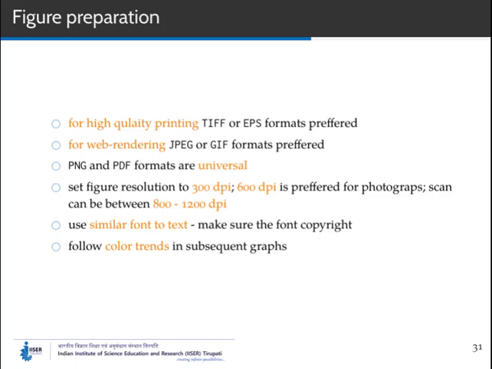Most often for publishing or for high quality printing, TIFF or EPS formats are preferred. In case it is an online journal, they are going to render the figure online, so JPEG or GIF formats are preferred. PNG and PDF formats are universal, so you can interchange between both ways. Set figure resolution to 300 dpi. 600 dpi is preferred for photographs. If you have some scanned data, it should be scanned between 800 and 1200 dpi.